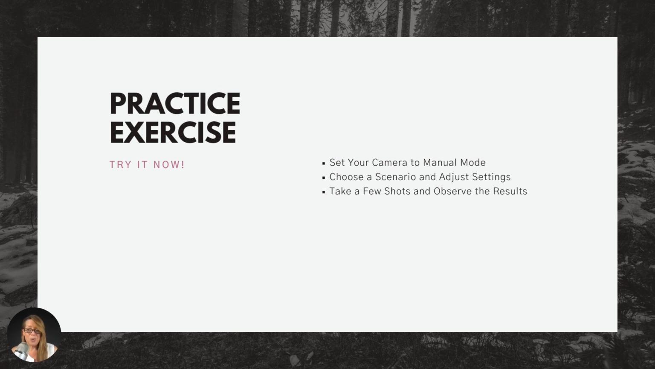So now it's your turn. Set your camera to manual mode, choose one of the scenarios that we discussed, and adjust your settings accordingly. Take a few test shots and then observe the differences as you're moving those three different elements to work out which one is working best for you in the scenario that you're in. If you have any questions or you want some additional guidance, just reach out and ask me. I'm here to help you.